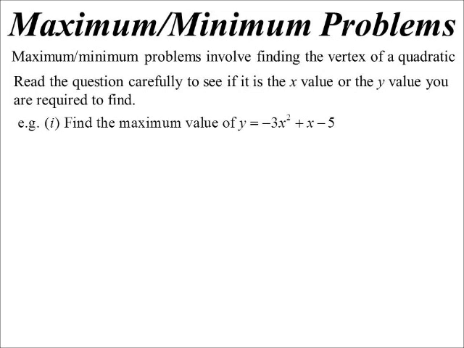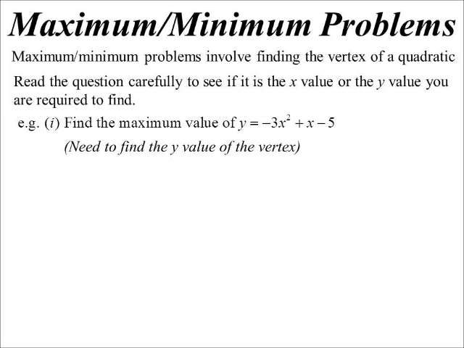This one is just a straight find the maximum value. So if they want us to find the maximum value, and the equation is y equals minus 3x squared plus x minus 5, they're looking for the y value or the x value? Y. Yeah. So the maximum value would be the y value.